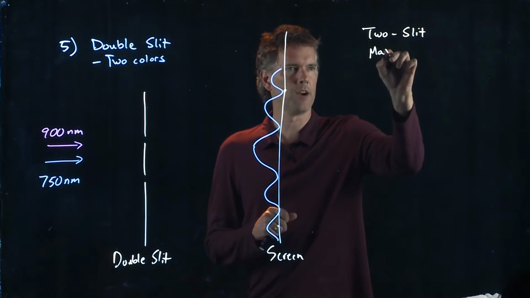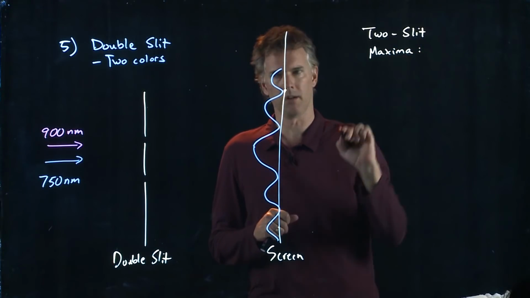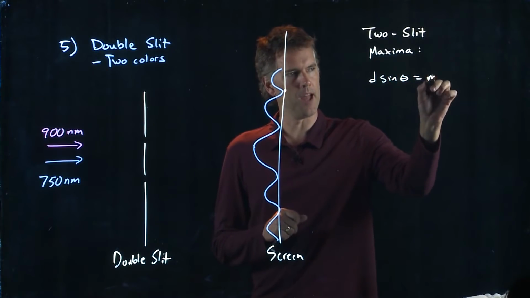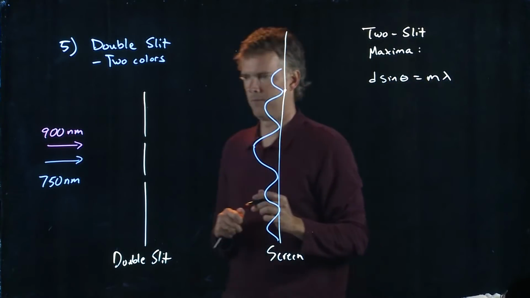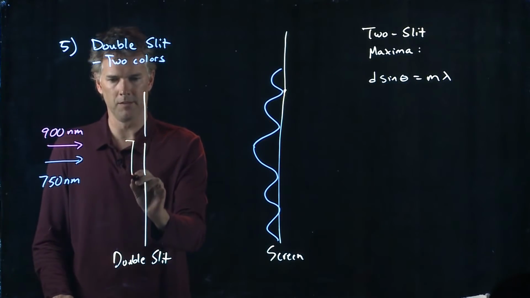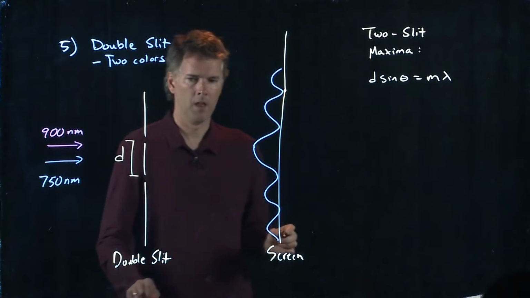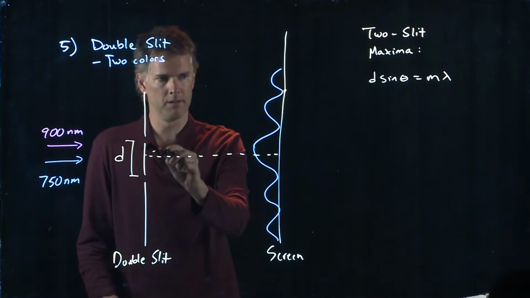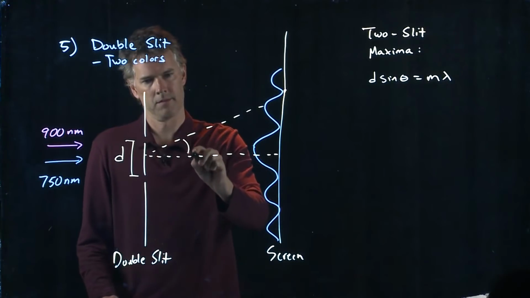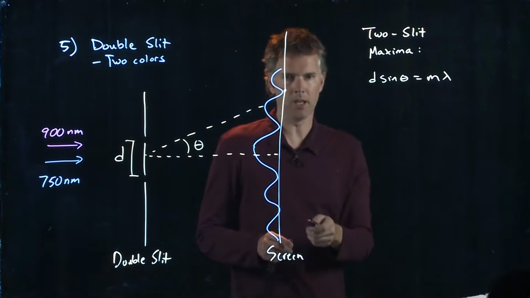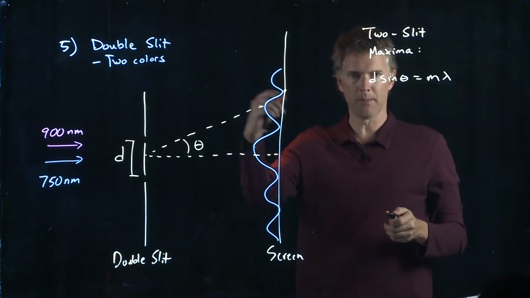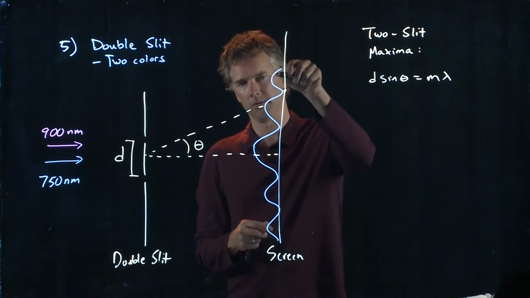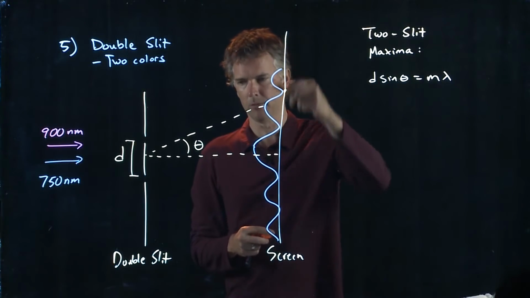The equation for finding the 2 slit maxima is d sine theta equals m lambda. D is the distance between the slits. Theta is the angle from the optic axis to a particular maxima, right? That would be the m equals 1. The next one would be the m equals 2. Next one would be the m equals 3, and so forth.